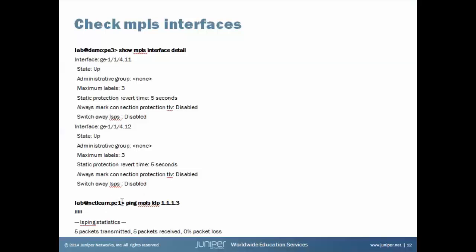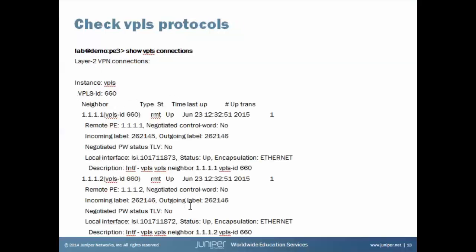Okay, and we can check the connection to the neighbor. We can ping. Let's see. We can check from the PE1 here: ping MPLS LDP to the neighbor. In here, for example, 111.3 is PE3. Okay. Here we can see 5 packets transmitted, 5 packets received, and 0 percent packet loss. So the MPLS is already enabled, MPLS is already running, and the LDP MPLS ping has already succeeded from PE1 to PE3.